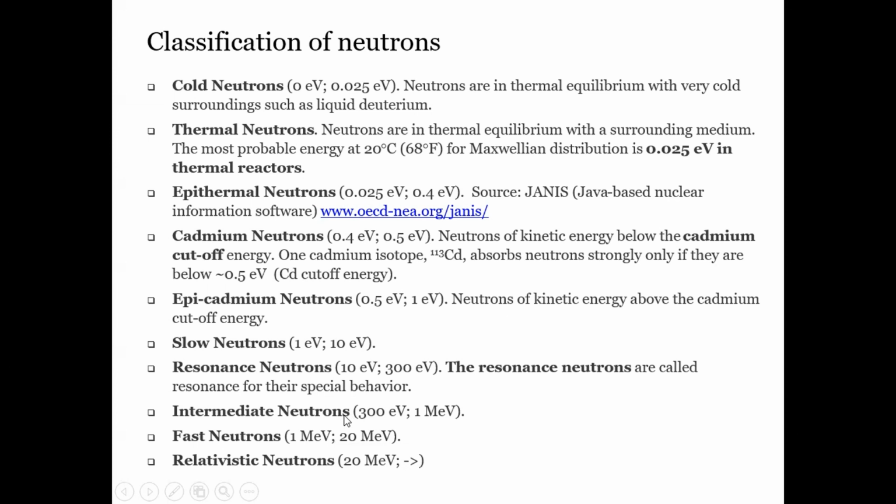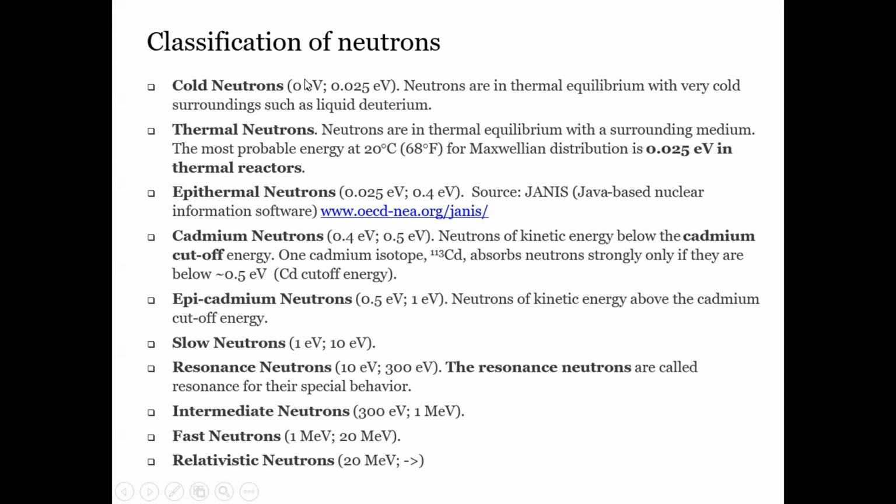Intermediate neutrons are those neutrons that are between the fast range and the epithermal range, about 300 electron volts to 1 million electron volts. The fast neutrons are those that are between 1 million electron volts and 20 million. They are the fast neutrons that are produced in fission. In fission, neutrons of the order of 10 million electron volts energy are produced, and they are termed fast neutrons. Relativistic neutrons are those neutrons that are beyond 20 million electron volts.